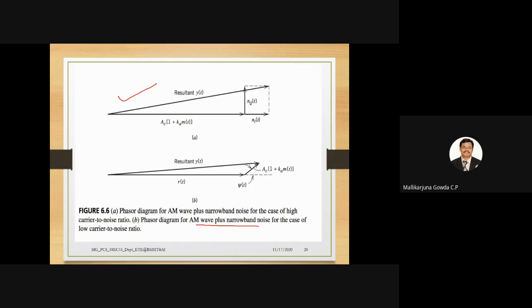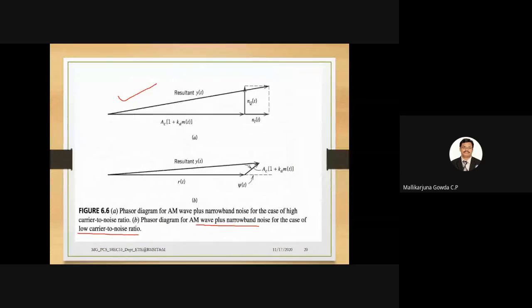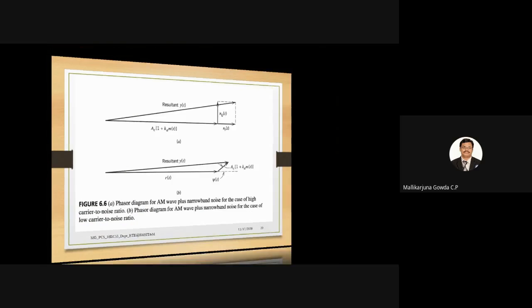This is the phasor diagram we are writing, plus narrowband noise in case of low carrier to noise ratio. As I said, we can express this in terms of envelope also, so I will come to that. Just note this diagram. Here I am writing R of t, then the angle psi of t, then this is my Ac of 1 plus k m of t, and this is my resultant. You should be able to notice in what way this phasor diagram is different from the earlier one, and which factor is dominant in each case. I hope you noted this point. You can take a screenshot of this and keep it with you.